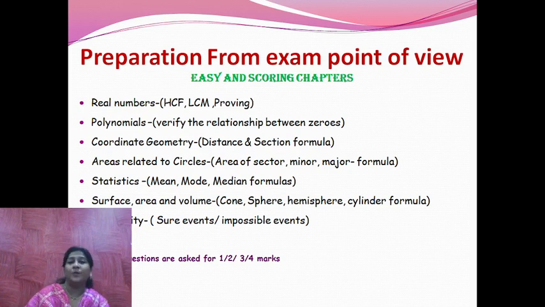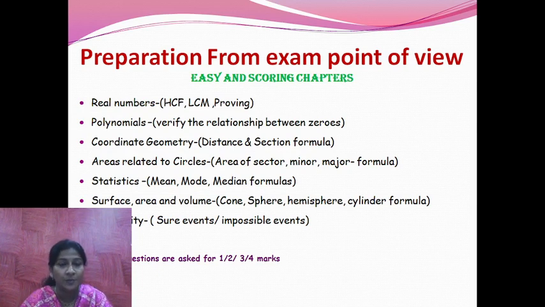So here are some preparation tips from the exam point of view. See, students, the easy and scoring chapters are: first is real numbers. In real numbers, the subtopics are HCF and LCM, which you have already studied in your previous classes. So this is very much easy. Then the next is proving rational and irrational. Remember this, students, in number system only one chapter is there, that is real numbers, and it has 6 marks. So if you prepare this topic thoroughly, you will be prepared for 6 marks.